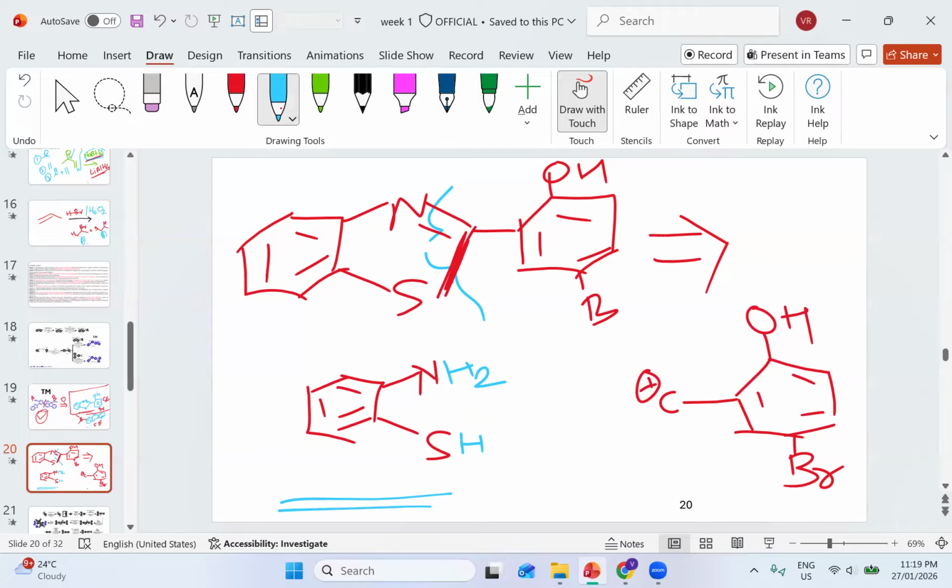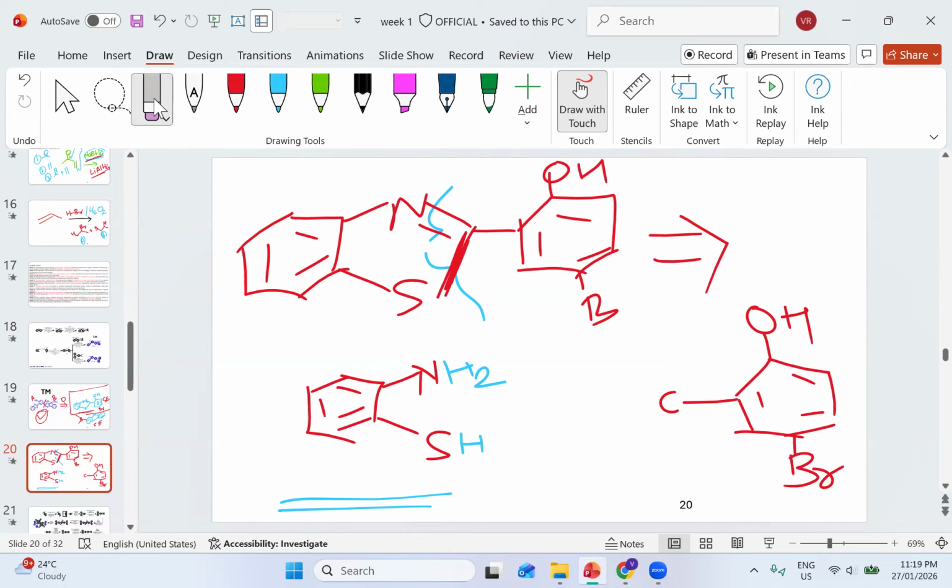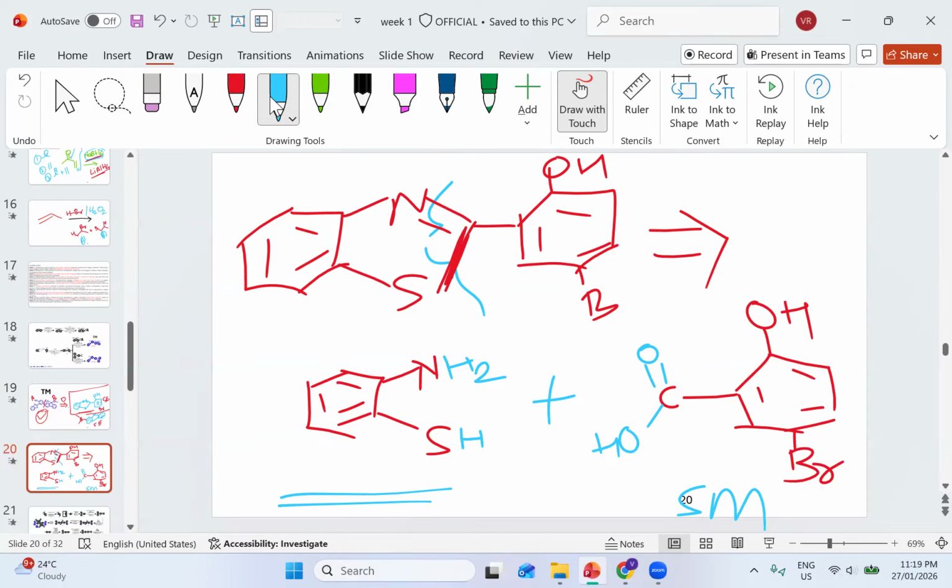So this will be thioaniline, right? And in this case, what will be this one? This will be the acid, right? So we have broken this molecule into further simplest and commercially available starting materials. So these are the starting materials now. And in this way, we are able to get the synthesis of our target molecule done.